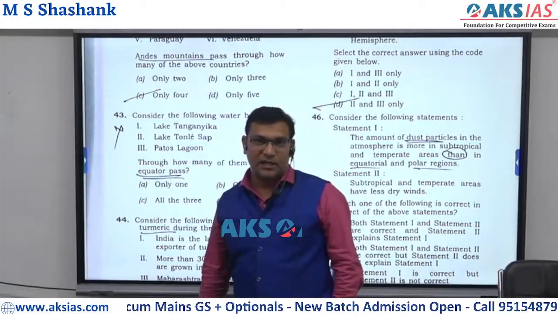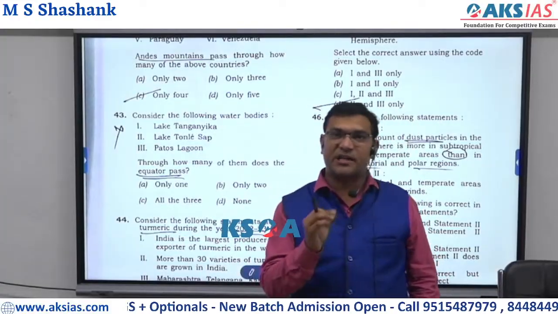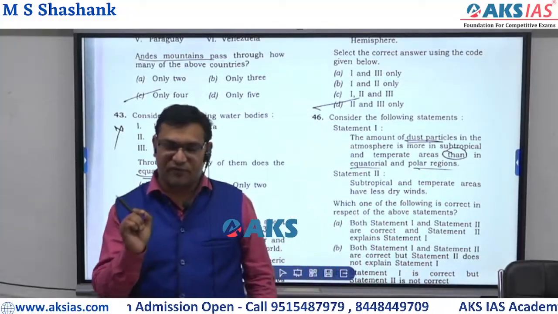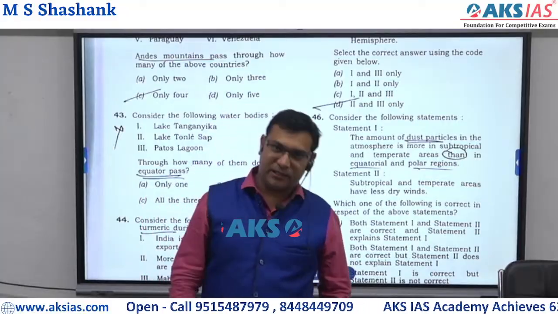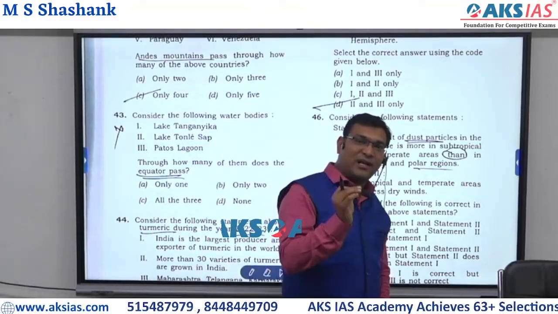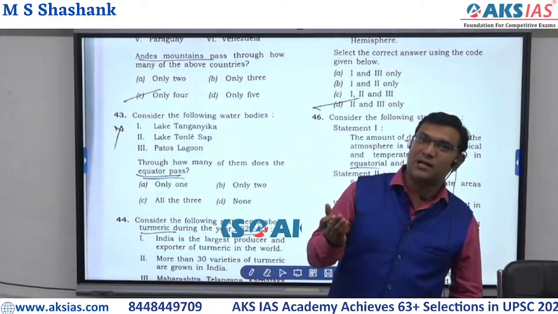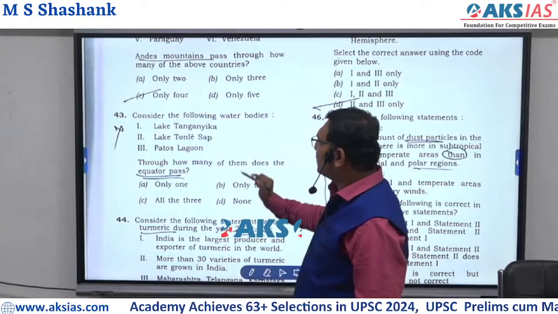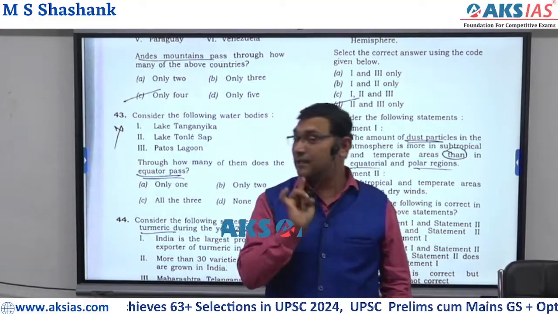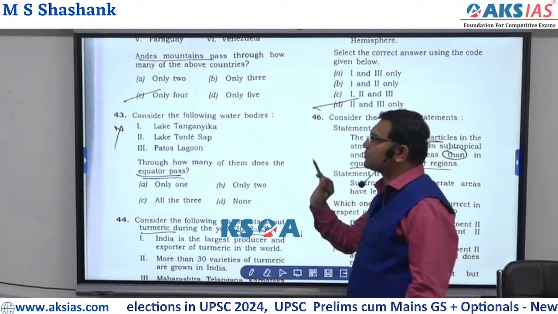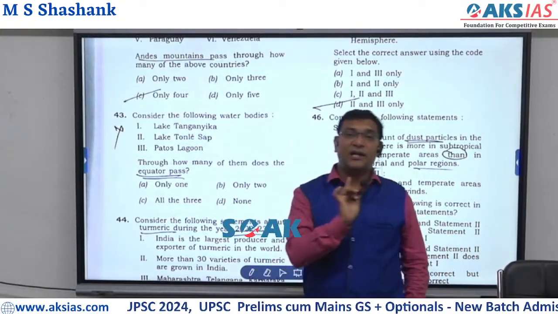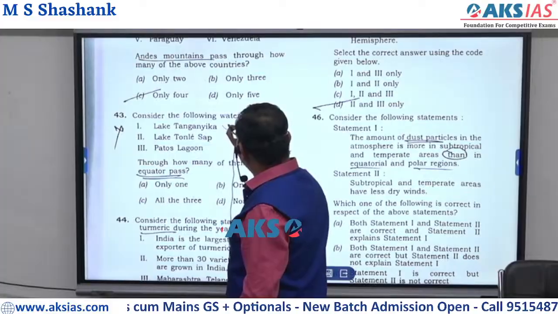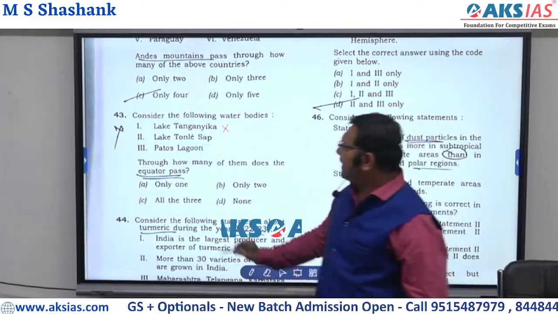Lake Tanganyika actually comes in Africa. It is one of the largest lakes in Africa, formed due to the Rift Valley. There are other Rift Valley lakes also, like Lake Edward, Lake Nyasa, Lake Albert. We have already seen them in our classes. Lake Tanganyika is near the equator, but the equator does not pass through this lake. It is very near, but does not pass through it. So this is wrong. Second lake, Lake Sap.